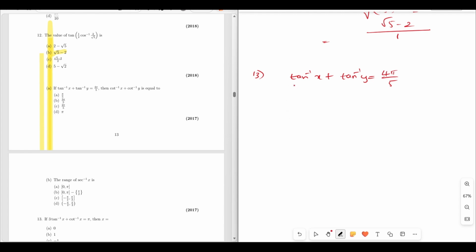It's very simple. I can write tan inverse x as pi by 2 minus cot inverse x plus pi by 2 minus cot inverse y.